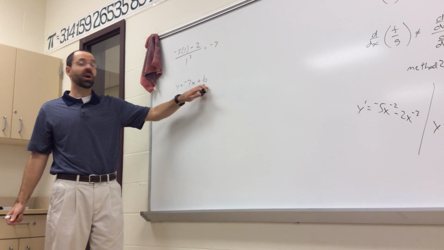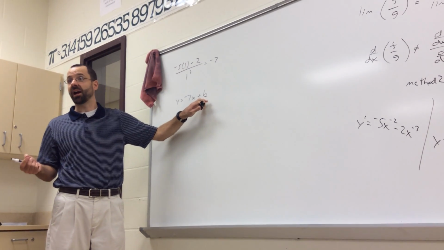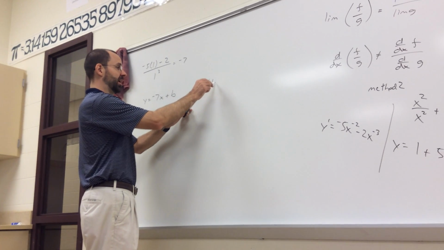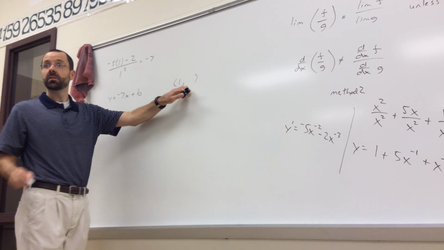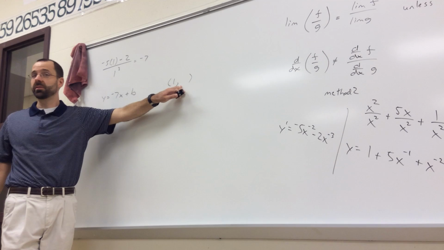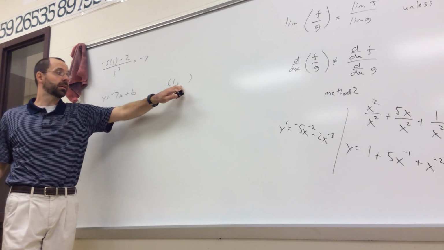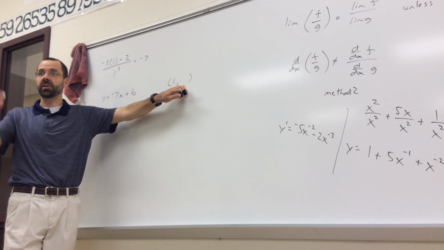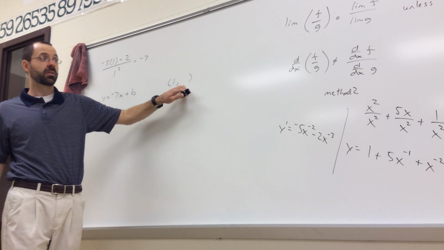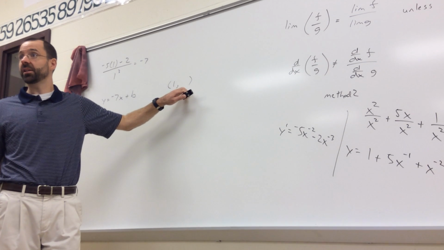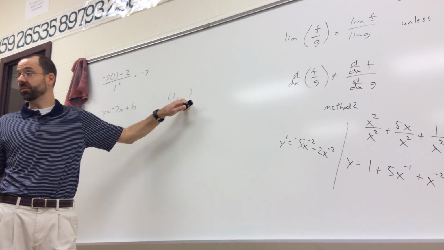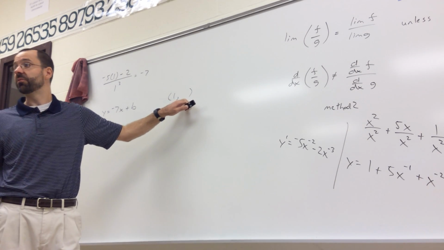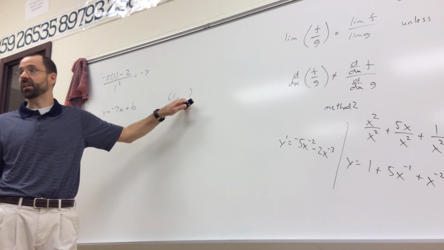Now, in order to find the y-intercept, I need a point that's on the graph, right? The point that I'm talking about is 1 comma something, because it said x equals 1. So how can I find the something? Yeah, Michael? Plug it into the original function, right? The original function gives you the y values. The derivative function gives you the slopes. That's where we got the -7.